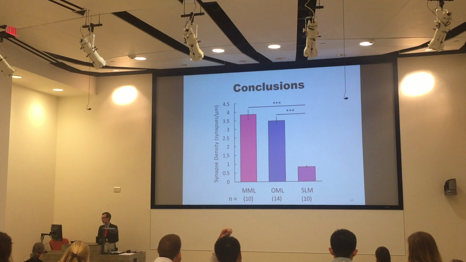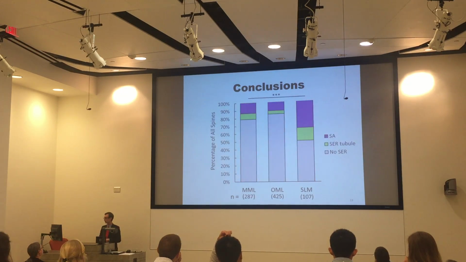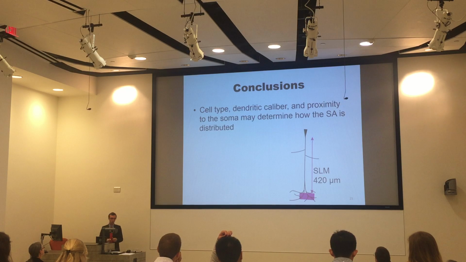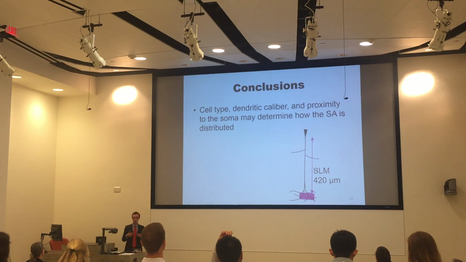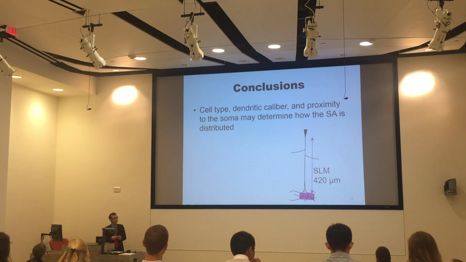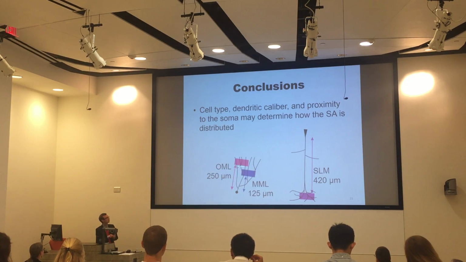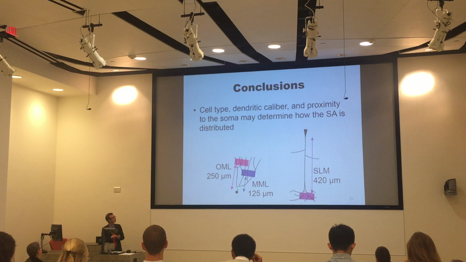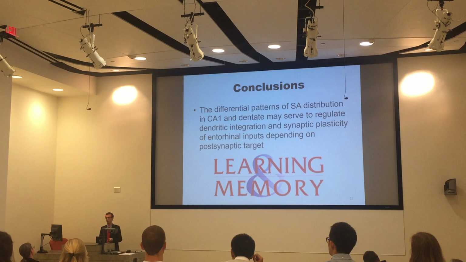So when looking at all of this data taken together, we were able to draw some conclusions. Those were that the distribution of the spine apparatus tends to be differentiated by cell type, the granule cell versus the pyramidal neuron. And it also seems to be a function of the caliber of the dendrite and the proximity to the cell body.